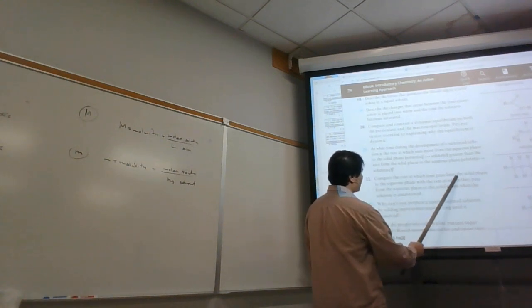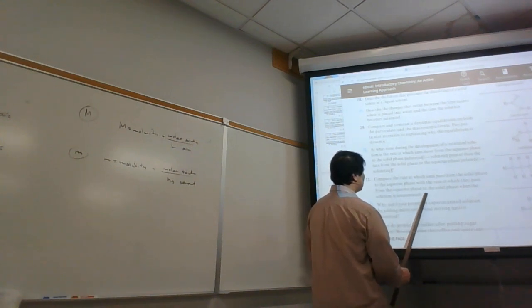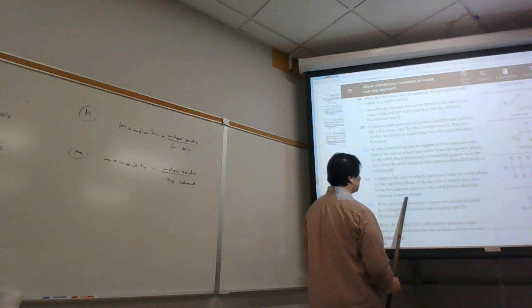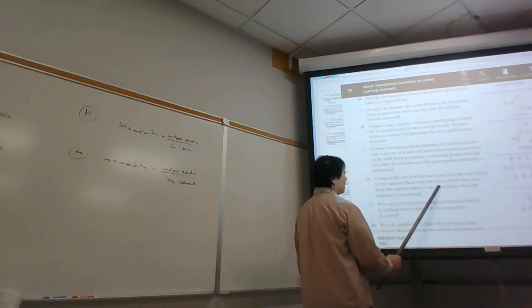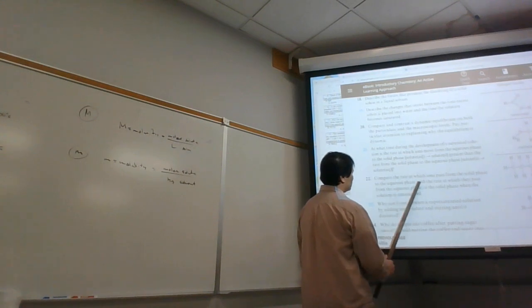Compare the rate at which ions pass from the solid phase to the aqueous phase with the rate at which they pass from the aqueous phase to the solid phase when the solution is unsaturated. When it's unsaturated, we have net dissolution. So the solid to aqueous rate is going to be greater than the aqueous to solid rate.